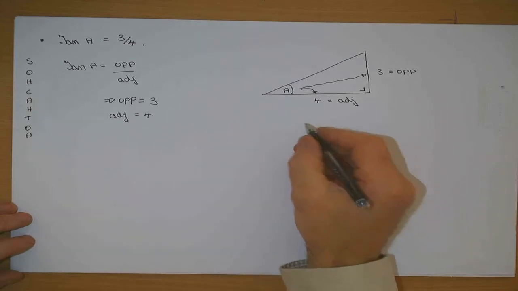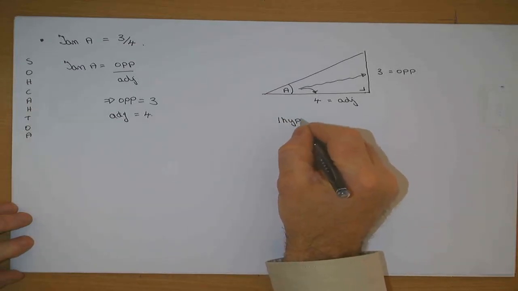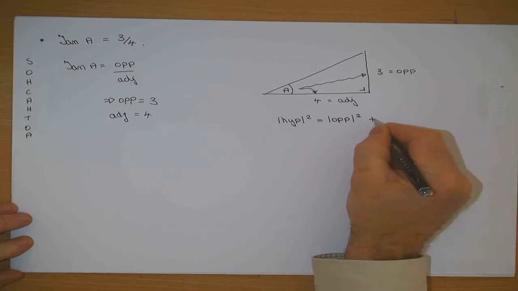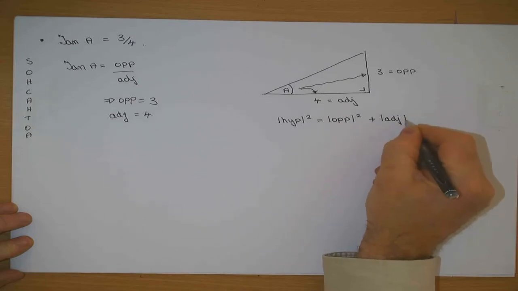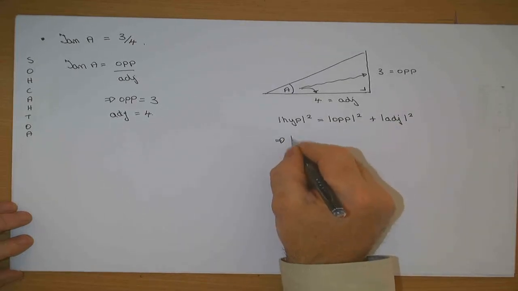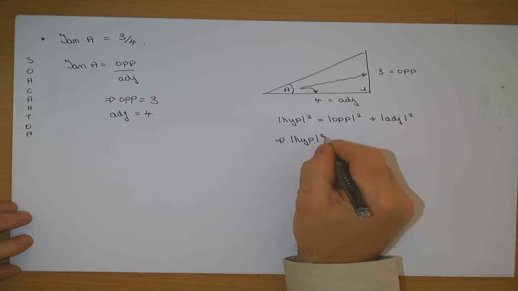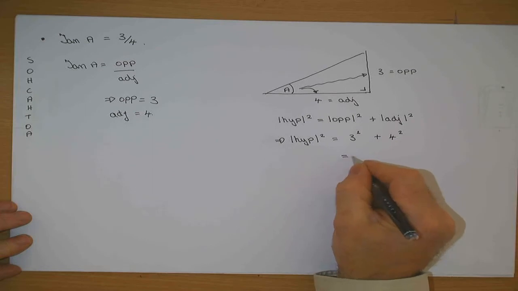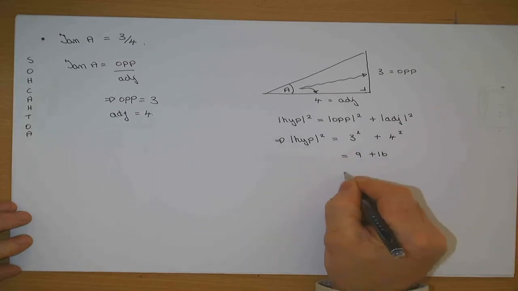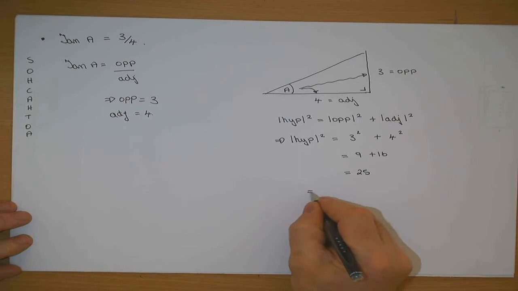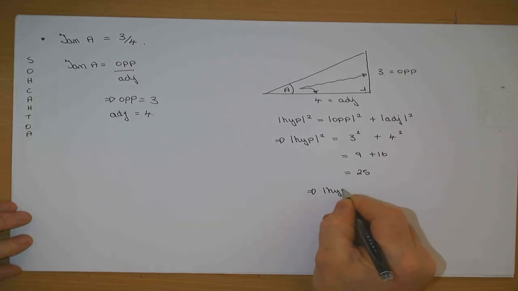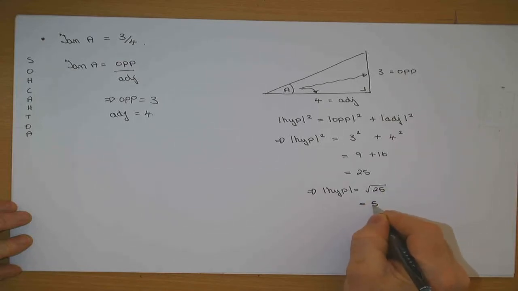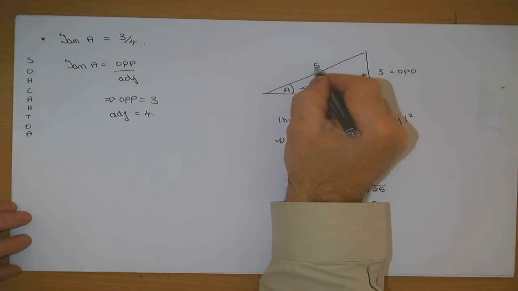Pythagoras is here, given 2 sides. The length of the hypotenuse squared is the length of the opposite squared plus the length of the adjacent squared. Hypotenuse squared is equal to 3 squared plus 4 squared, which is 9 plus 16, which is 25. So that means the length of the hypotenuse is what? Square root of 25, which is 5. So I now know that that's 5.